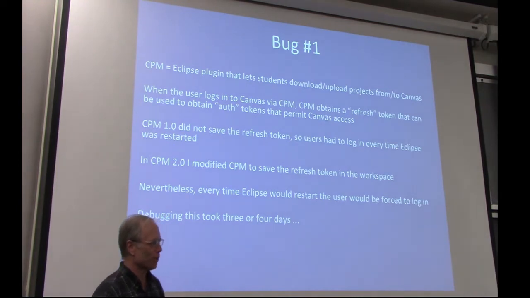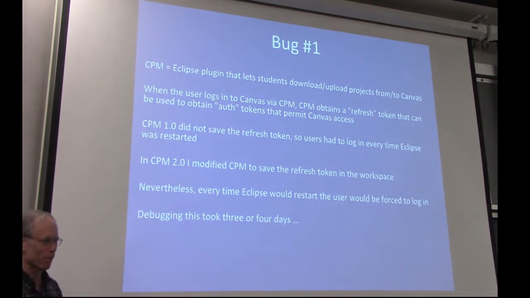So that's why it's important to write things down. You think you remember something forever and it's gone in a year. So anyway, here's bug number 1.